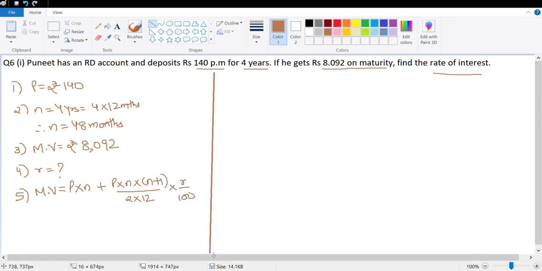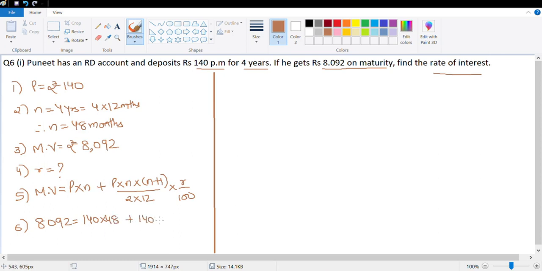Let's substitute values and see what we get. Maturity value is 8092. Principal is 140 multiplied with N, in this case 48, plus 140 into 48 into N plus 1, that's 49, upon 2 into 12 into R upon 100. 12 1s are 12, 12 4s are 48. That's correct. 2 1s are 2, 2 2s are 4, and the 0 and 0 get cancelled.